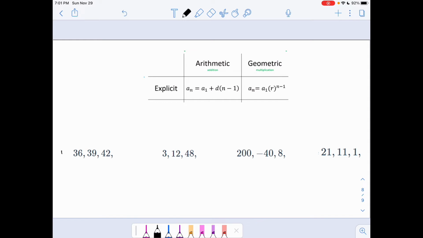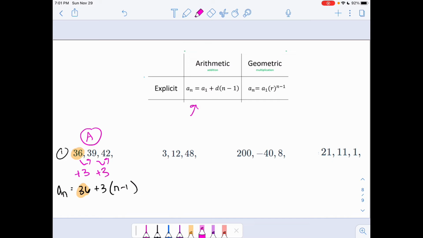Let's look at sequence number 1. My initial value is 36. My pattern is to add 3. Since I'm adding, it's going to be an arithmetic sequence. So I'm going to use this formula. So let me write it as a sub n equals my initial value plus my difference times n minus 1. Here's my initial value. Here's my pattern, my common difference.